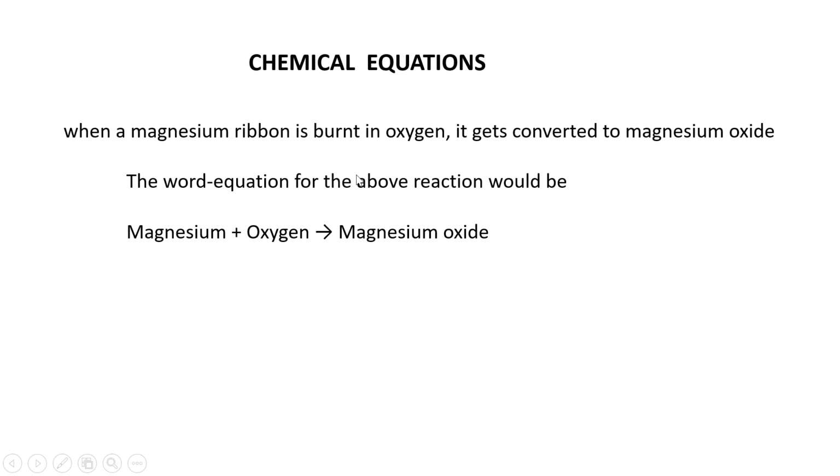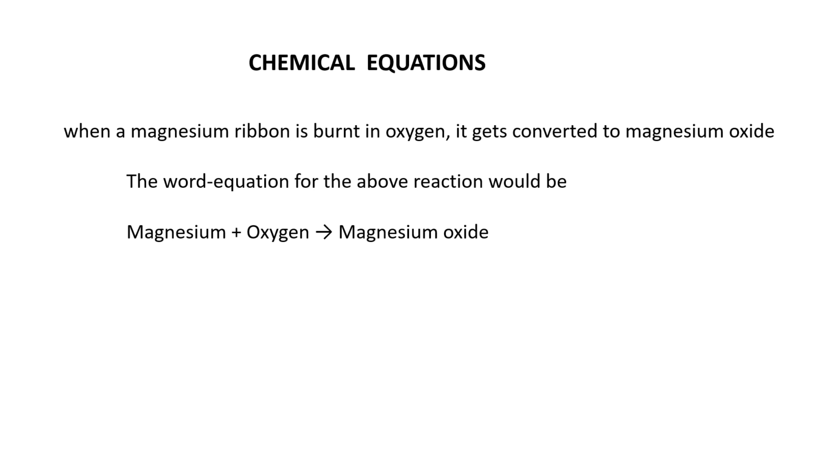Hello everyone. In today's class, we are going to learn about chemical equations. In the last class, we learned about a few chemical reactions. The first one we saw was magnesium ribbon burning in the presence of oxygen. So we will write a word equation. We'll put the statement into a word equation: magnesium plus oxygen gives magnesium oxide.